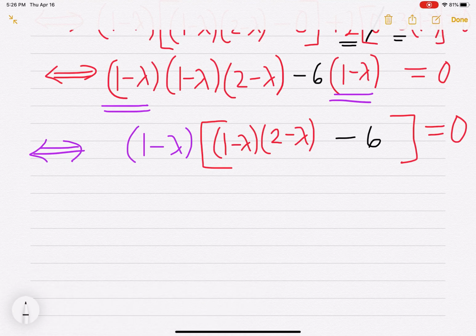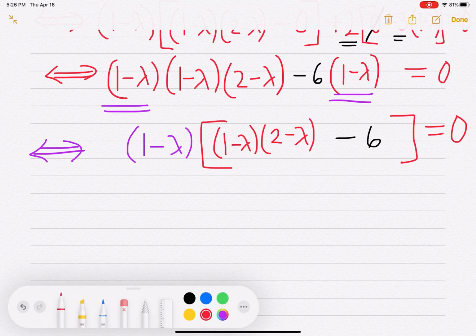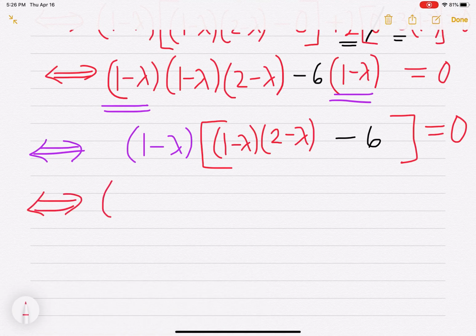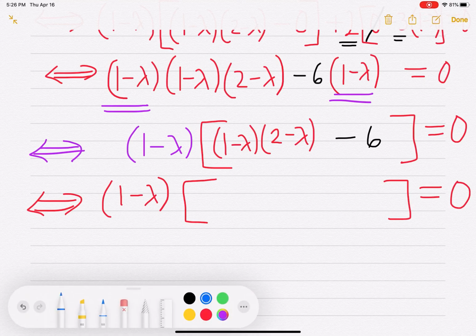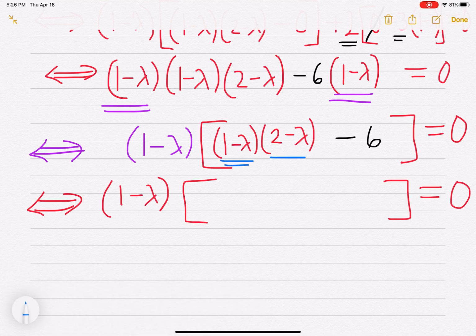Right, we factored out that purple 1 minus lambda. So this is going to be equivalent to 1 minus lambda, and then in this bracket here, all of this is set equal to 0. Inside this bracket, we want to FOIL. Let's FOIL these blue ones, 1 minus lambda, 2 minus lambda.